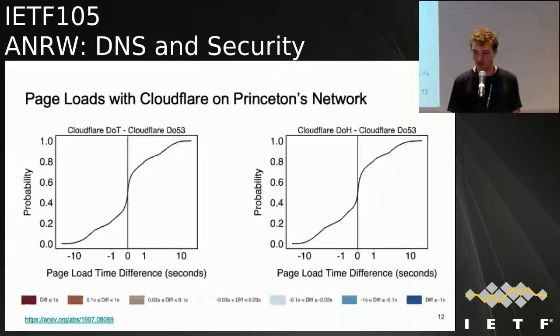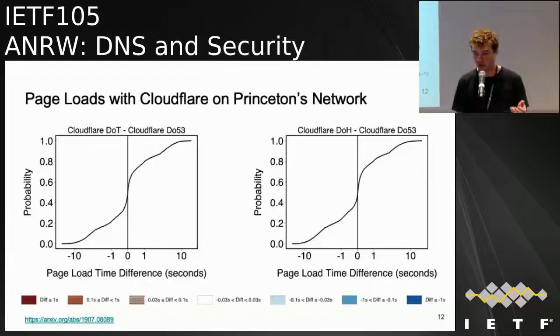So these are page loads when you use Cloudflare's resolver from Princeton's network. The way you can read these graphs is that this is taking all the page loads that were performed using Cloudflare, for example, DOT on the left graph, minus the page loads that were performed using Cloudflare's DO53 implementation. The vertical line is the median, right? So this is the median difference between DOT and DO53 in terms of page load times.